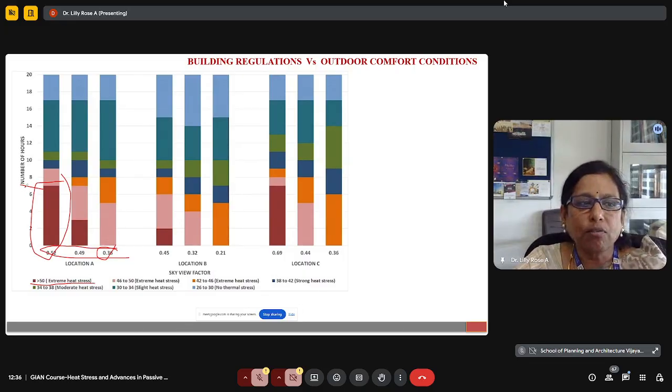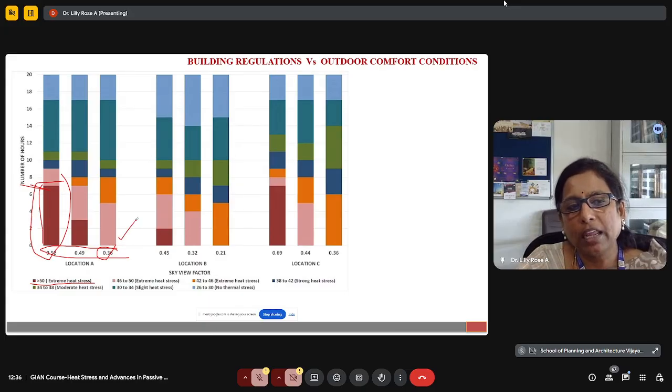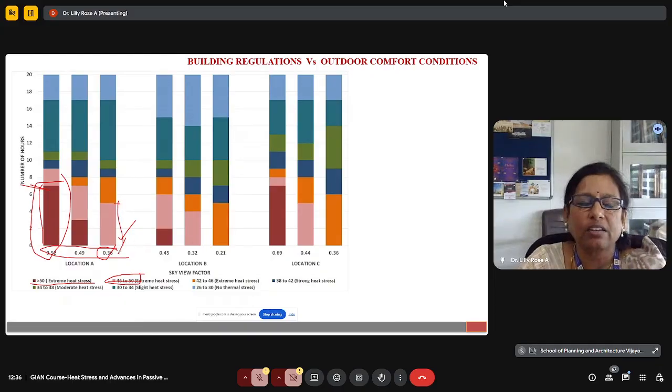So you can see the number of hours of heat stress in the base case was just 7 hours. In the improved case, with 50% conversion of the plot area into grass cover and permeable surfaces, the extreme heat stress is completely reduced, and it has just gone into the moderate heat stress of 46 to 50 degrees Celsius, which was considered moderate heat stress as per a recent study in India.